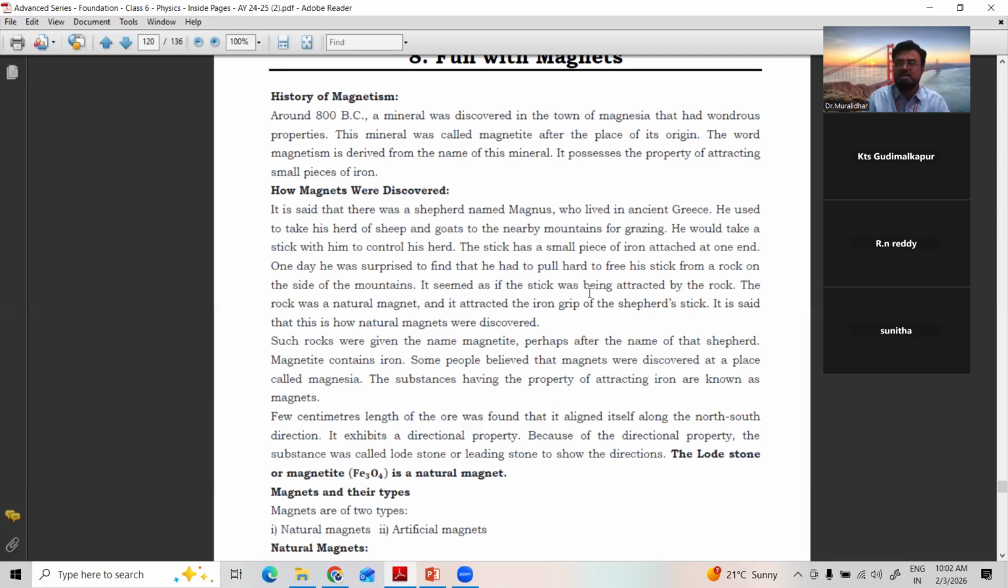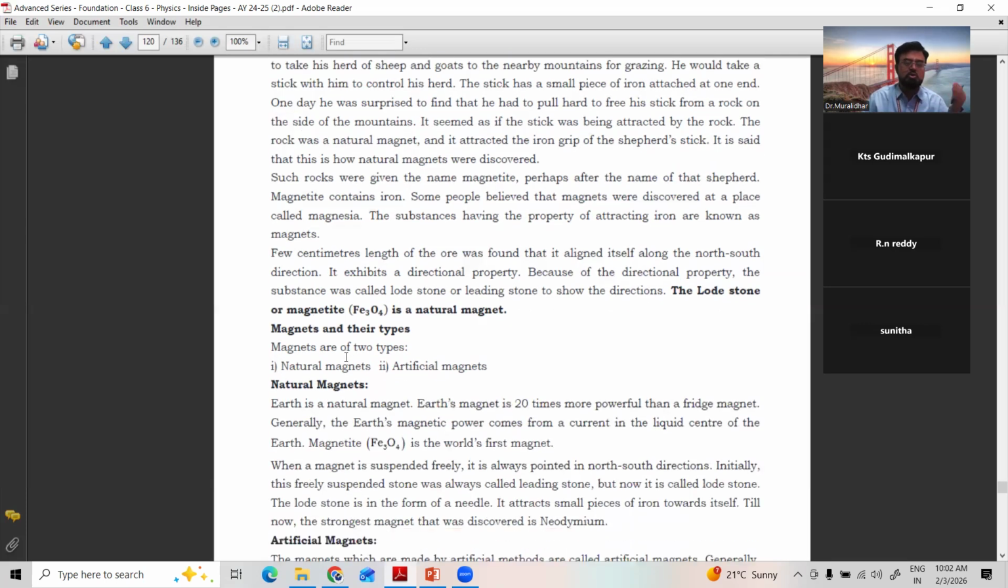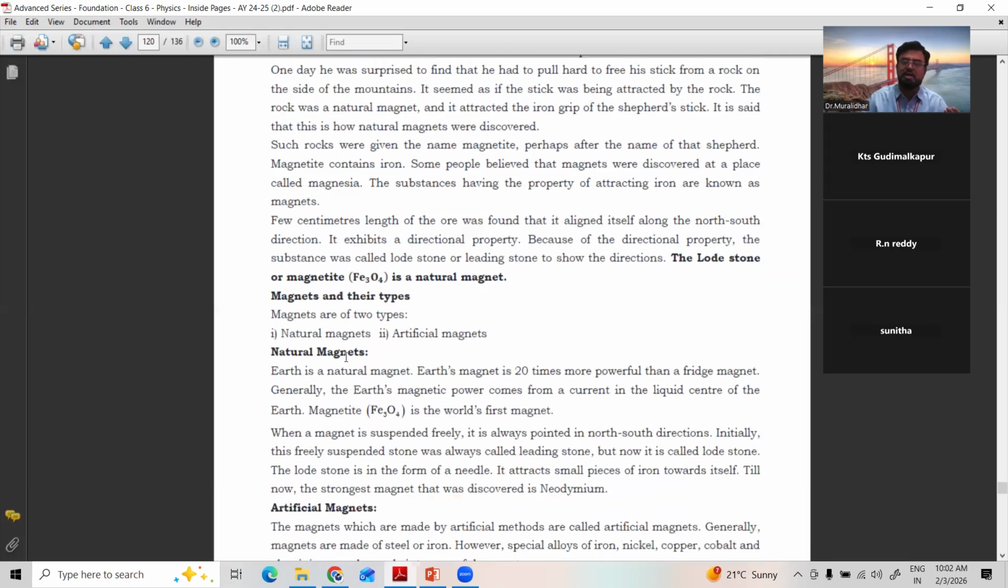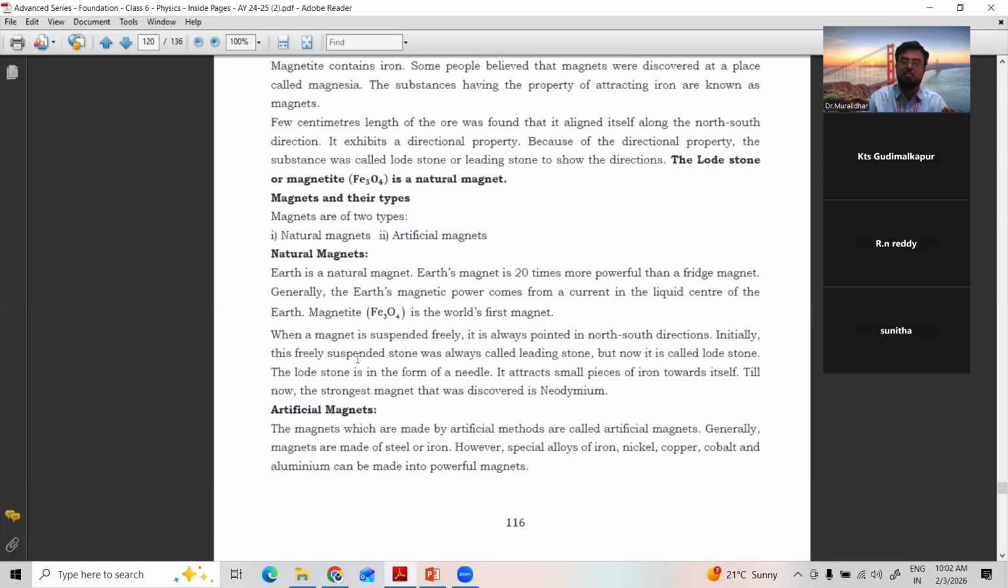The chemical formula is Fe3O4. That is the only natural magnet other than our earth. So we have seen what natural magnets are and what artificial magnets are. As per the demand, as natural magnet is not so strong, not so perfect, man started manufacturing artificial magnets as per our requirements.